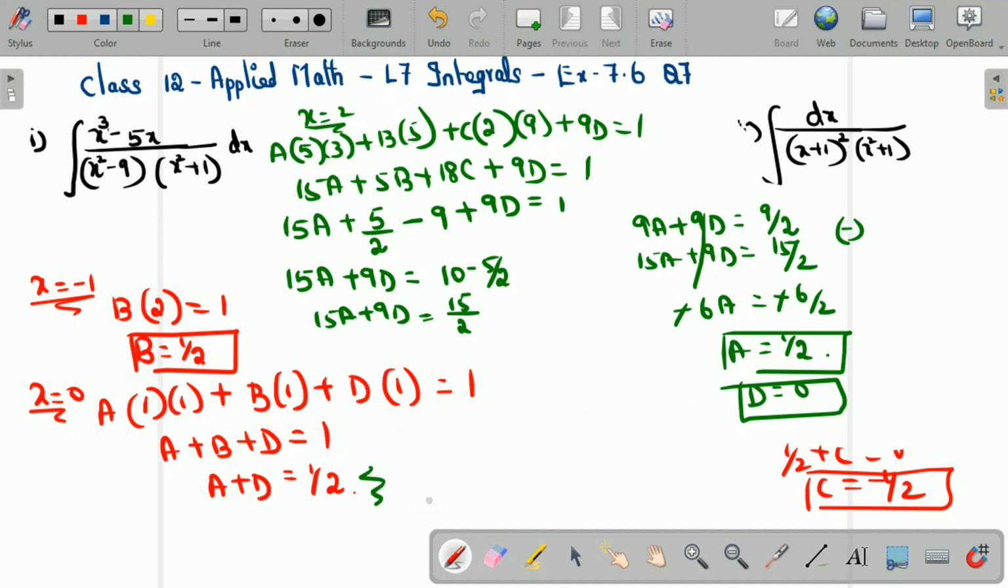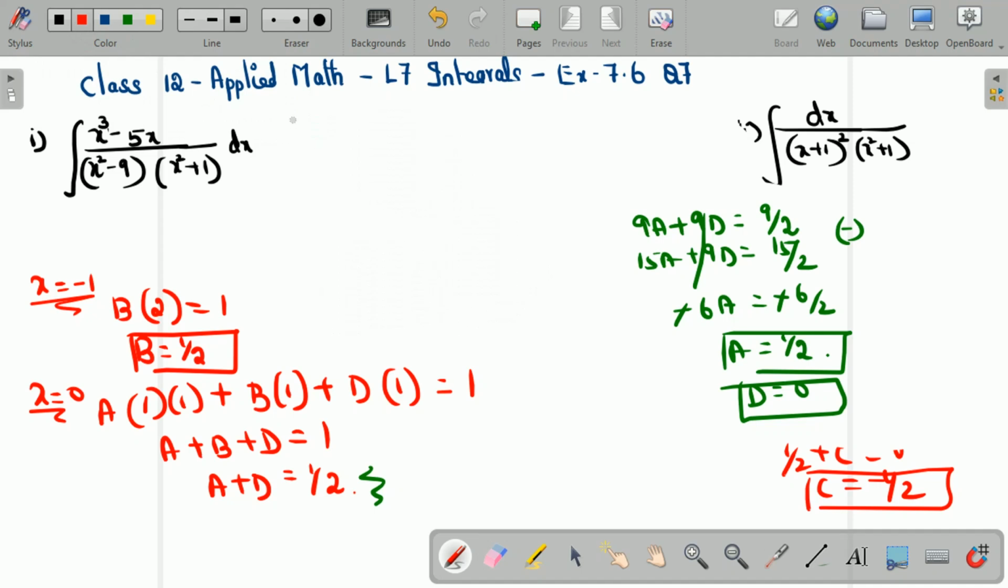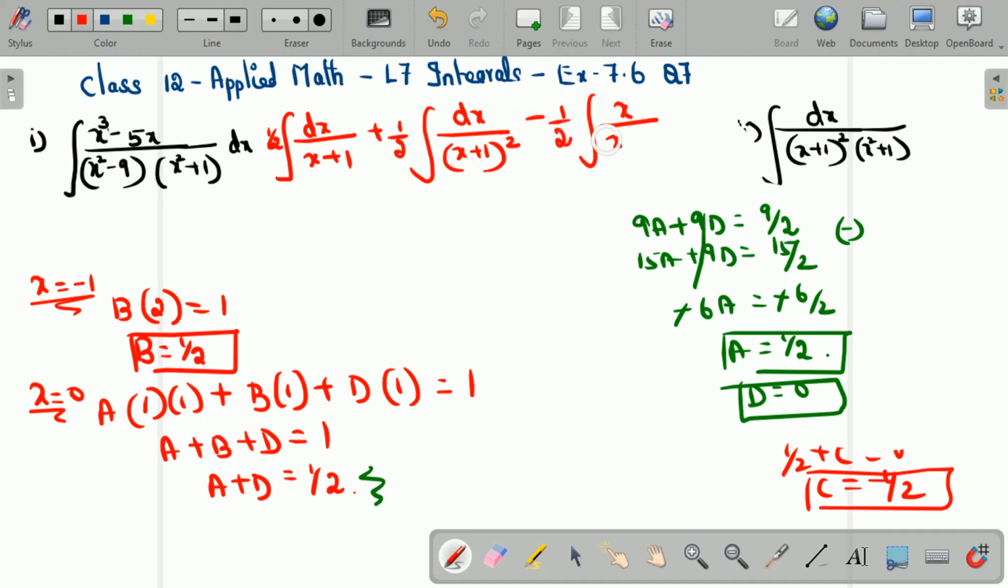Now that we know all the values of a, b, c and d, let's directly substitute to perform integration. The expression will become integral of, I'm taking the half directly outside, so half dx divided by x plus 1 plus half into integral dx divided by x plus 1 the whole squared minus half into integral x divided by x square plus 1 dx.